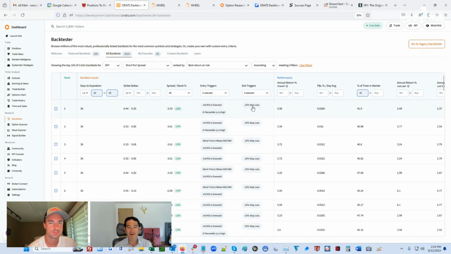So this is a 25. This is somewhat similar, 25%. They just have a stop loss. Mostly 25% stop losses. That's interesting. Yeah, those are the best ones. So let's try that.